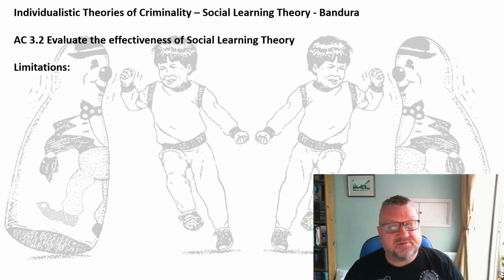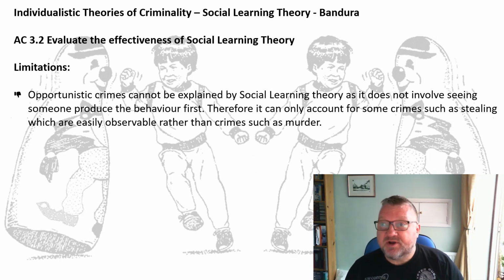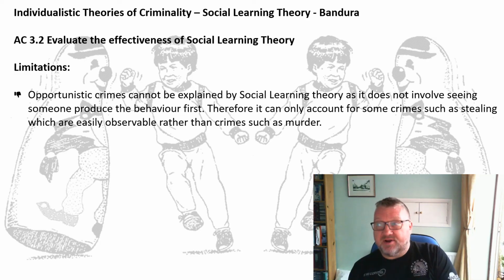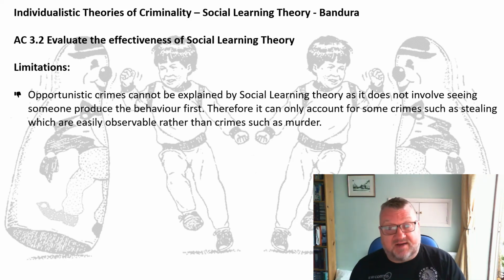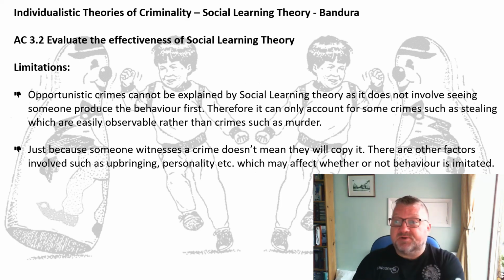And so to move to our final slide, last limitations, we can say that social learning theory doesn't really account for opportunistic crimes, because opportunistic crimes don't involve seeing someone produce the behaviour first. Therefore, you could argue that social learning theory only accounts for crimes such as stealing, which are easily observable, rather than crimes such as murder, which most of us haven't observed. And then just because someone witnesses a crime doesn't mean they'll copy it. There are other factors involved, such as upbringing, personality, etc., which may affect whether or not behaviour is imitated.